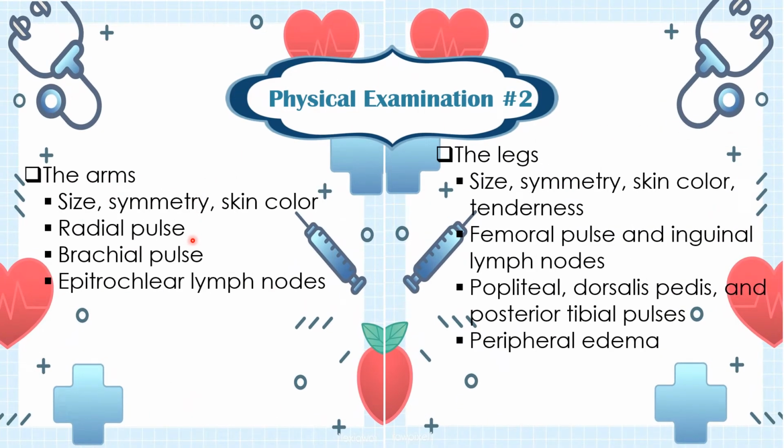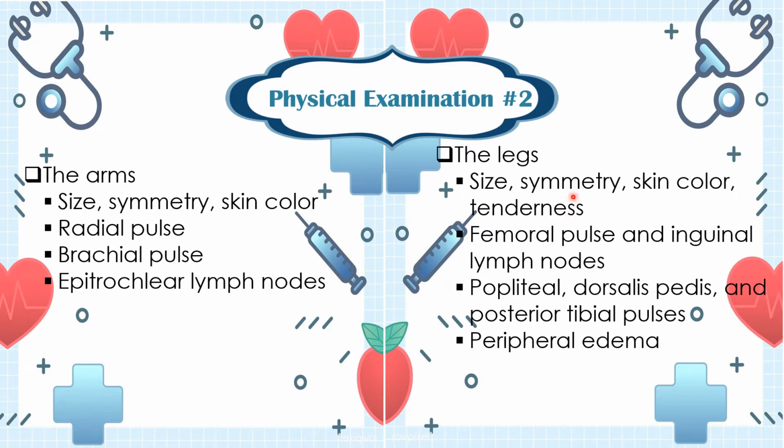Now for the arm, you have to check or note the size, if it is symmetrical with the other arm. The skin color, is it uniform? Okay. The unexposed area can be lighter. Okay, the radial pulse, the brachial pulse, and the epitrochlear lymph nodes. You have to check for this.